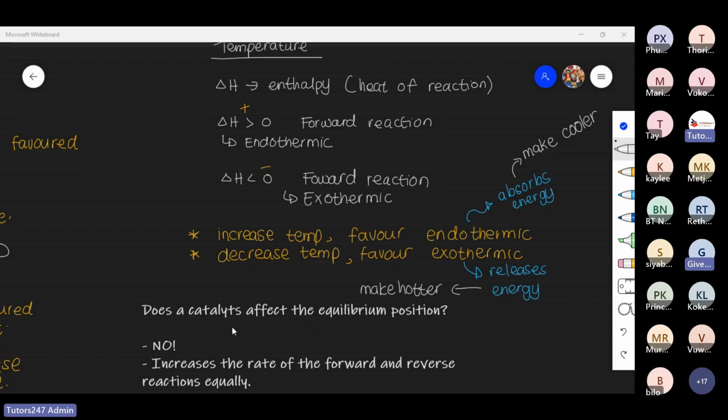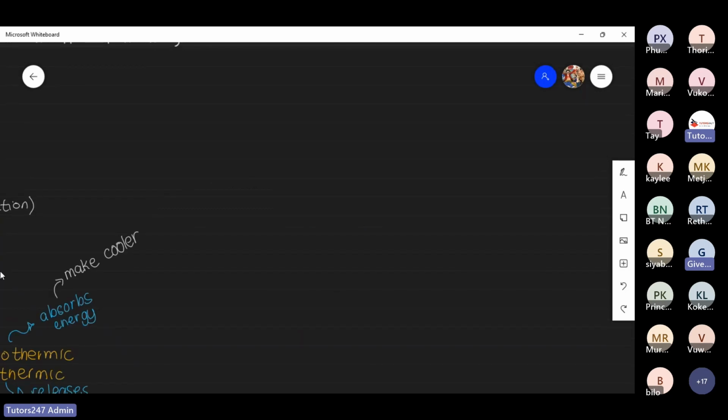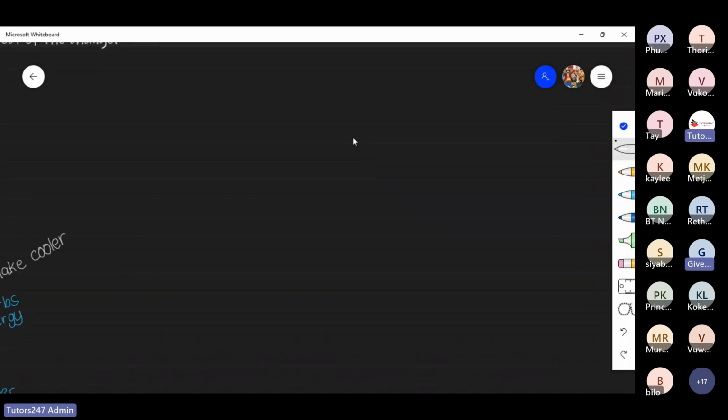Okay, so let us move on to pressure. Now, pressure is the third factor that affects our chemical equilibrium. It's also the easiest one. So, pressure.